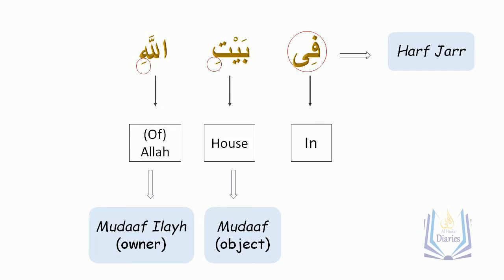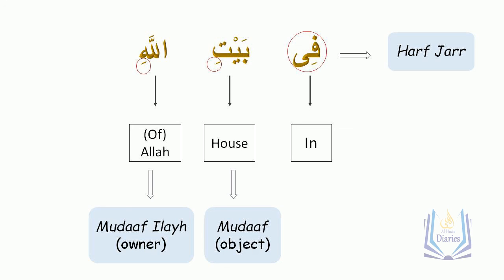Let's tweak this statement. Now let's say it is fi baytillahi. So we see Allah again, like in the house of Allah, right? That's the translation. So we see Allah again remains the possessor, the owner. So the mudaf ilay gets a kasra. Whereas we see the word bayt, initially in baytullahi, bayt had a dhamma, it was baytu. But here, because of the presence of fi, it has become fi baytillahi. And why is this? This is because fi is a harf jar.